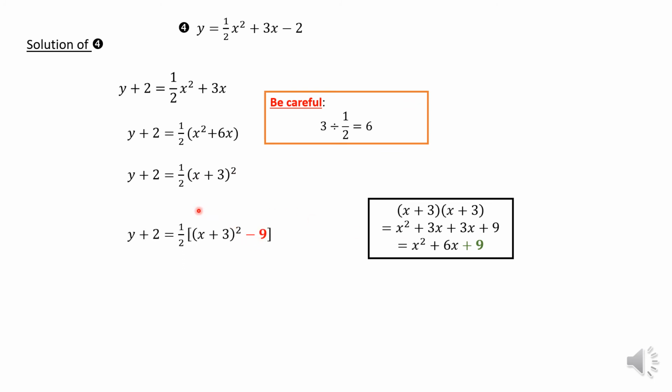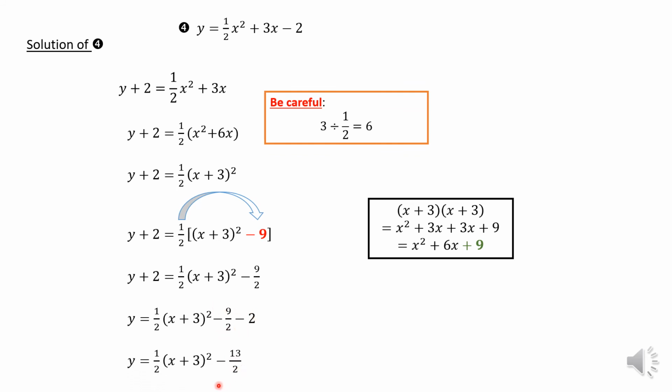But before I do that, I bring in a square bracket because I know that the value of a is not just 1, but it's a half. So I have to multiply that negative 9 by that half before I bring that 2 over. When I do that, I get negative 9 over 2, if you multiply half times that. And now I can bring back my 2. And once I do that, I will get a final answer of y equals a half in bracket x plus 3 all squared minus 13 over 2. I'm going to do the same question later using a different approach.